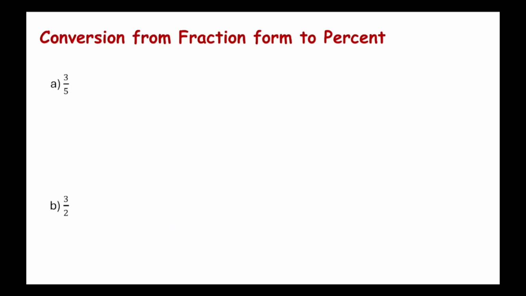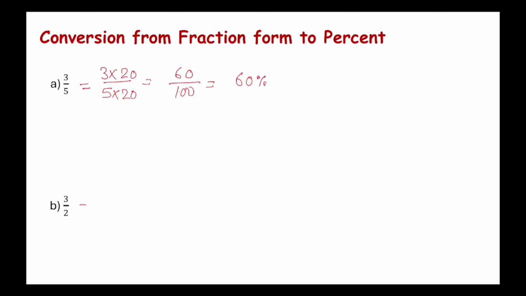Next we will see conversion from fraction form to percent. Here we are given one fraction, which is 3 over 5. How can we convert this fraction into percent? For that we will make the denominator 100. 5 times 20 will give you 100, so we have to multiply 20 in the numerator as well. So 60 over 100. So we can write 60%.